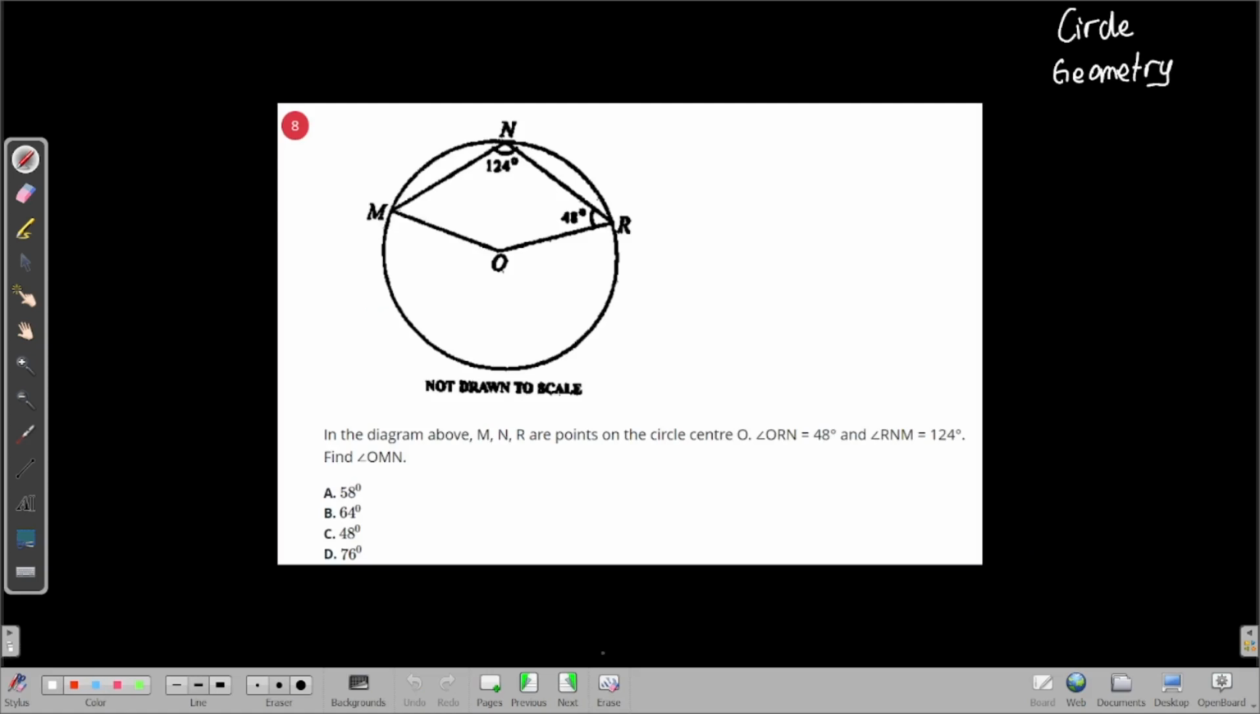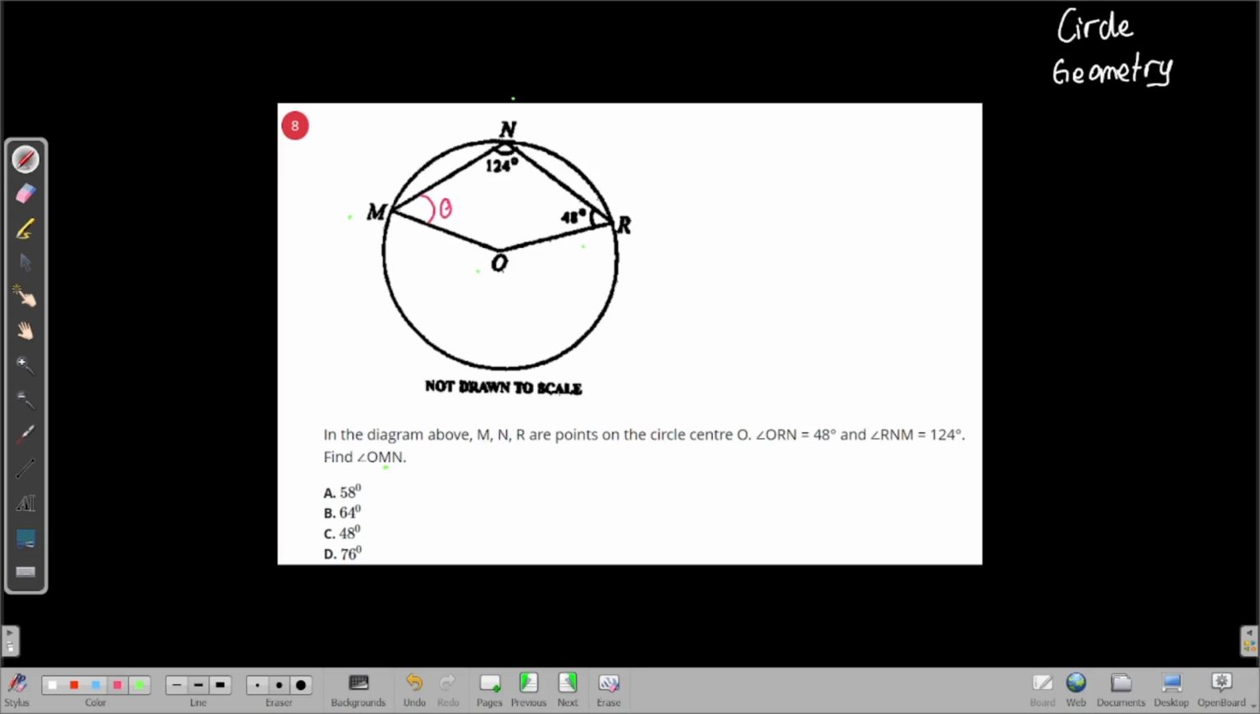Another question on circle geometry. In the diagram above, M, N, R are points on the circle center O. ORN is 48 degrees. RNM is 124. Find OMN. Remember that the angle will always be on the center letter. So OMN, the center letter is M. So we're looking for this angle here.